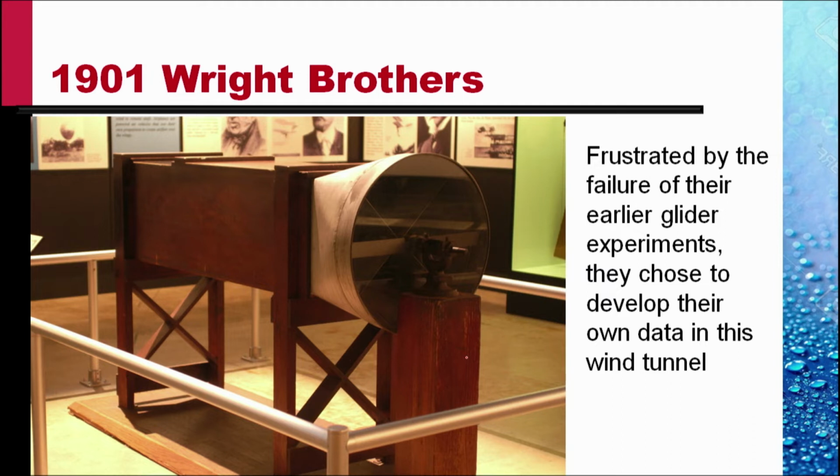In this, a fan here sucks the air through a rectangular cross section 1 foot by 1 foot. A scale model of the wing is placed within this section. The forces on these are measured, and from this, the prediction is made on what the lift and the drag would be on the full scale wings. The propellers that the Wright brothers used were also designed based on the data developed in the wind tunnel.